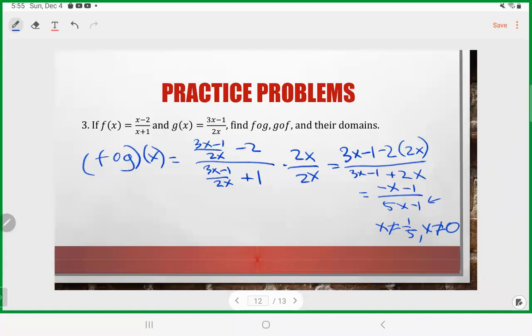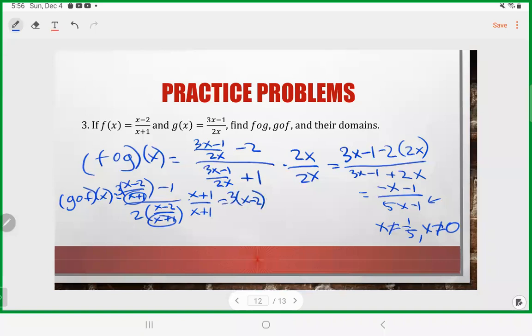And then you can find the domain. g of f, very similarly, let me write smaller this time. It's going to be equal to x minus 2 over x plus 1, 3 of that, minus 1 over 2 of that. Multiply again by the denominators, x plus 1 over x plus 1. Then you just get 3 of x minus 2 minus x minus 1 over 2 times x minus 2 over x plus 1. Well, there's no x plus 1 anymore.